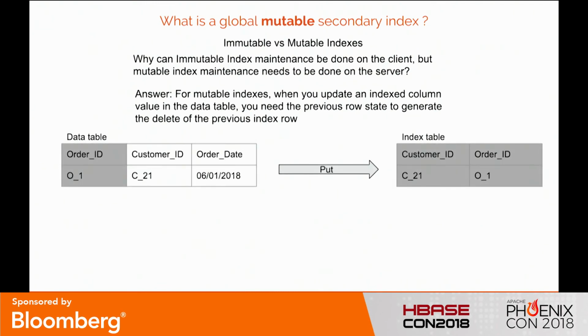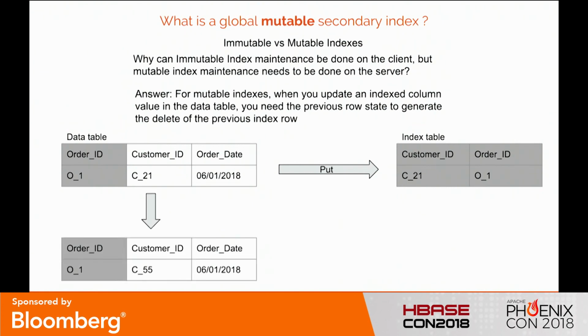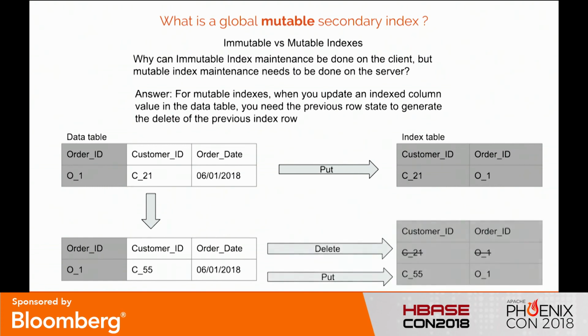So, I have a data table. Let's say I insert some row with order ID 01 and customer ID C21, right? Pretty straightforward. And if I update that row, let's say I update the customer ID now to C55, I need to generate two mutations here, right? I need to do a delete on the prior index table row, and then I need to put the new index row, right? And in order to generate that delete for that prior index row, obviously I need that prior row state, because that's how I know the C21, right? So that's why you need to do the index maintenance on the server side.